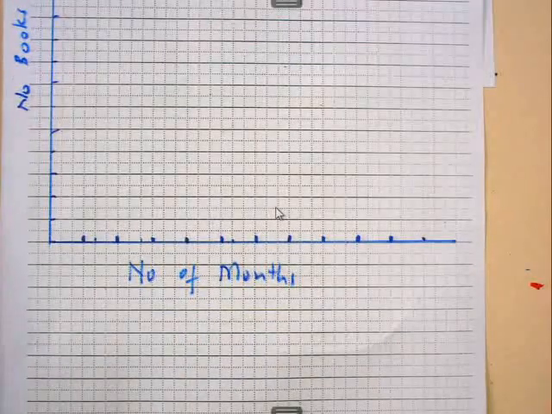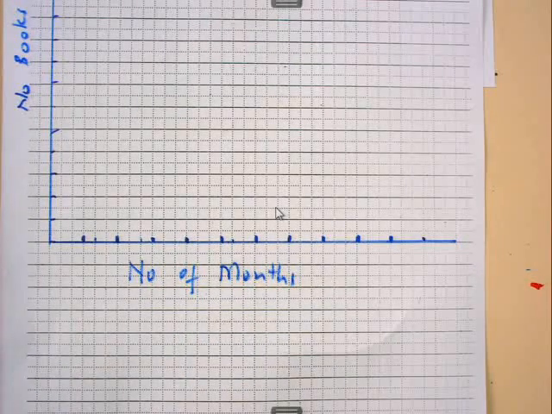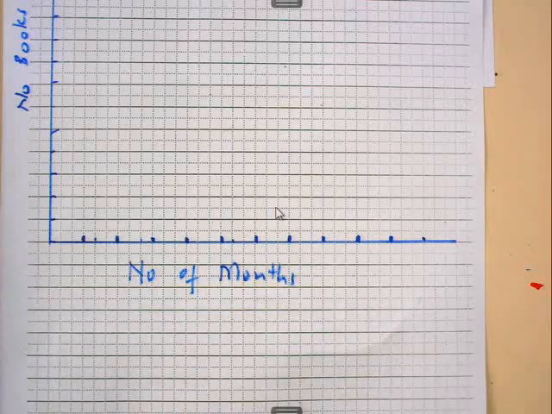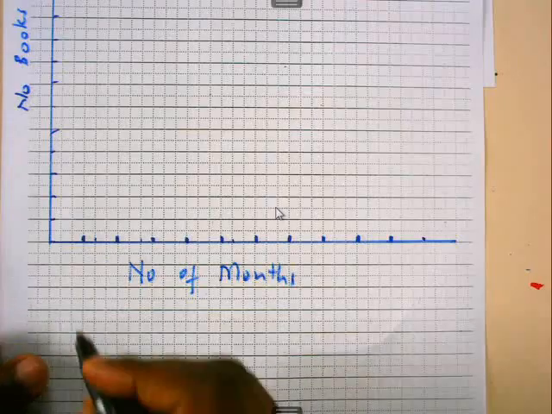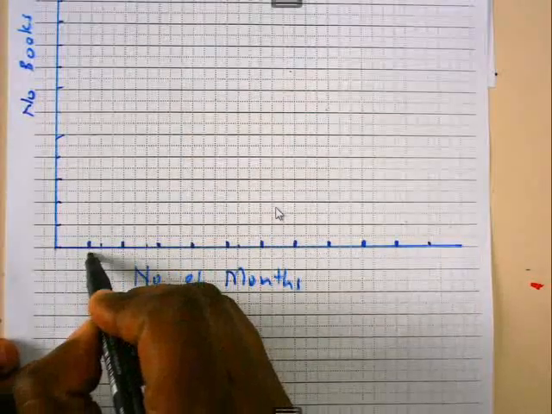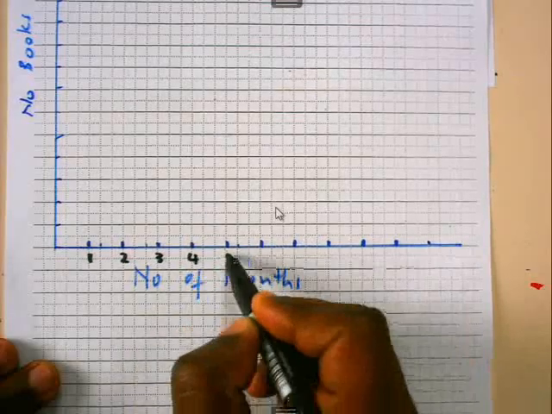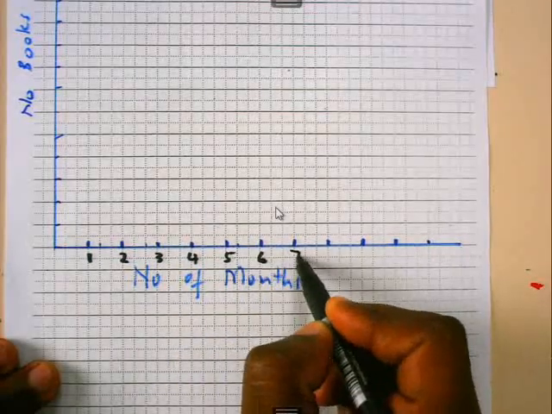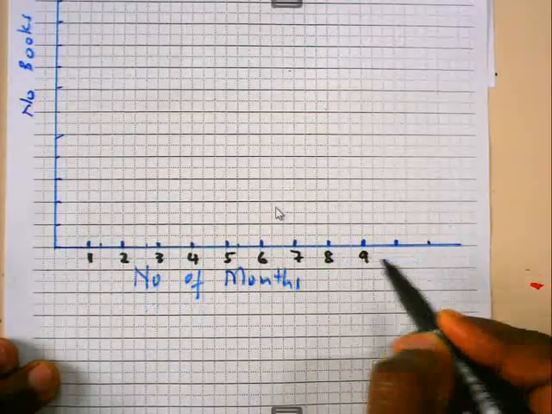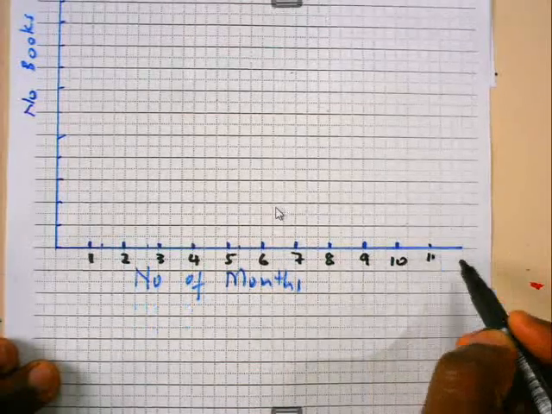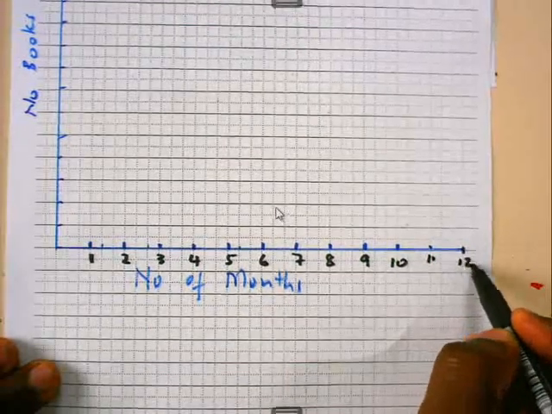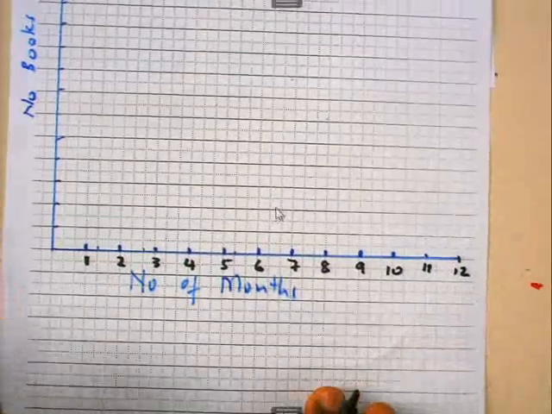Let me use a different color. This one is trying up here. The number of months. Now the number of months, what do we have? We have the first month, I'll write one there. We have the second month, the third month, the fourth, the fifth, the sixth, the seventh, 8th month, 9th, 10th, 11th, and the 12 months. Are you happy with that? Those are the number of months.